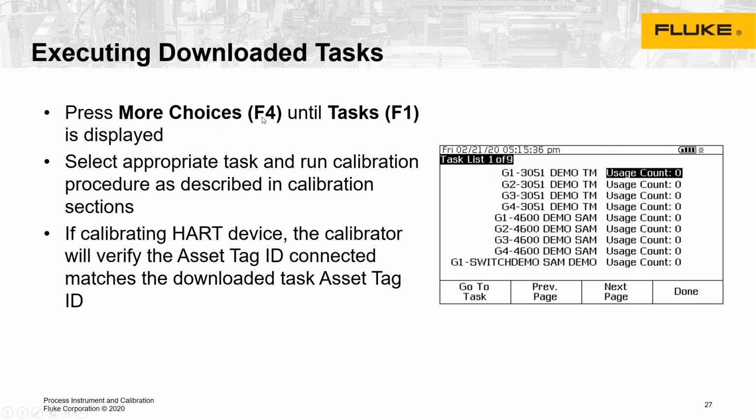Selecting F4, more choices, until tasks appears in the F1 slot. Once we select that, the list of tasks that we just downloaded will appear in the calibrator. Usage count indicates how many times that calibration procedure has been run on the calibrator since download. You can run multiple iterations. You could run the same task multiple times.